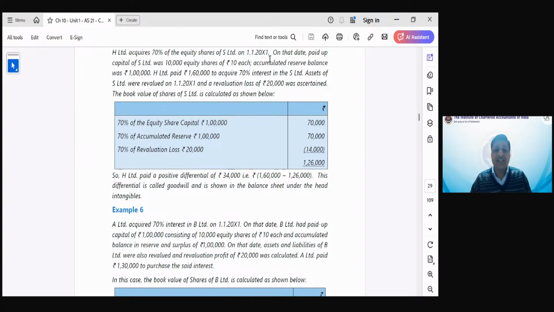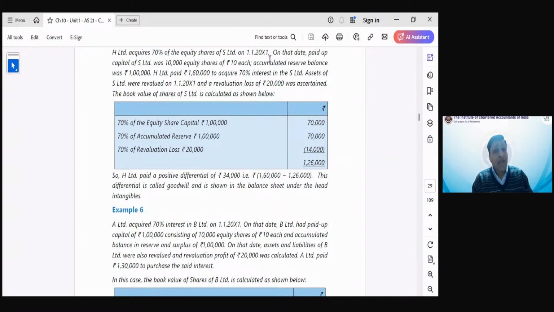Anyways, in this next example, we'll do the same thing. A Limited acquired 70% interest in B Limited on 1st January X1. On that date, B Limited had paid up capital of 1 lakh and accumulated balance in the reserves of 1 lakh. So what is going to be the total net assets of B Limited? Tell me, what will be the total amount of net assets of B Limited?